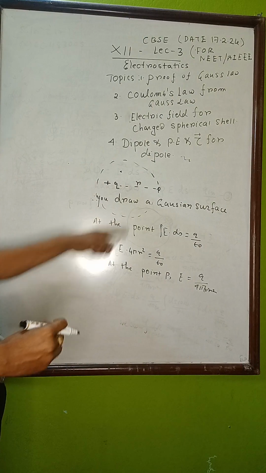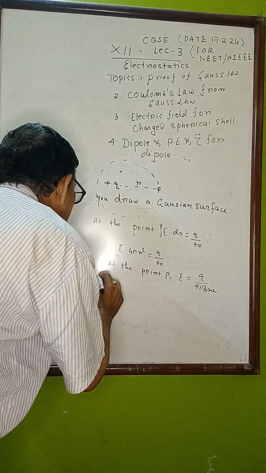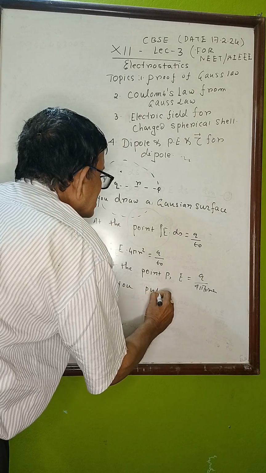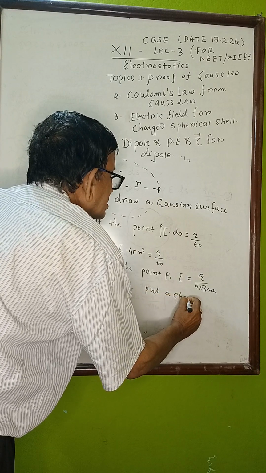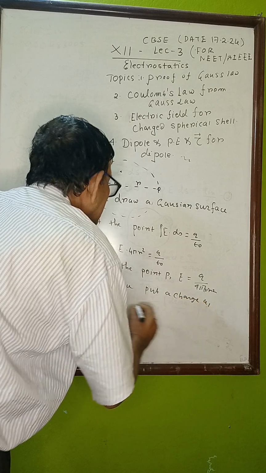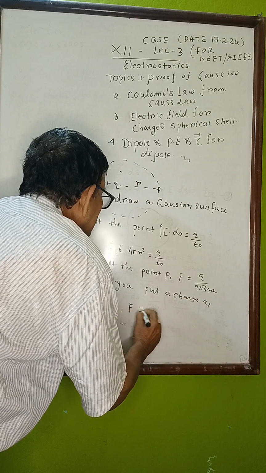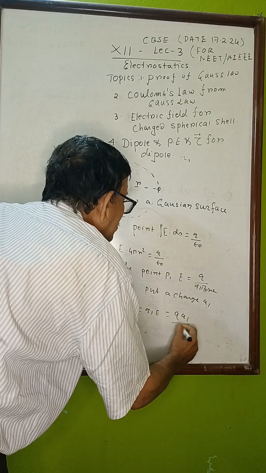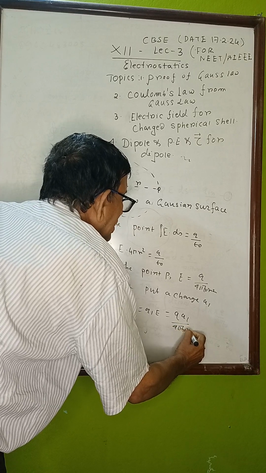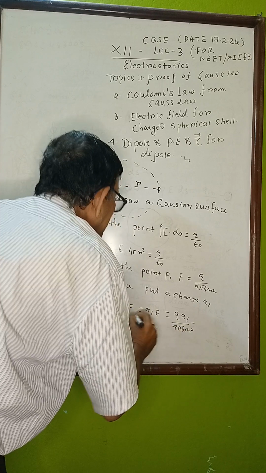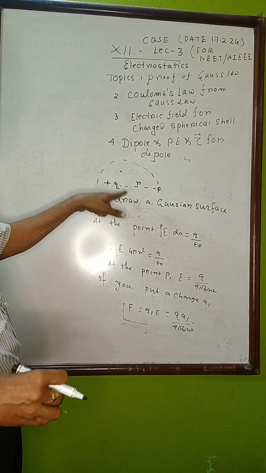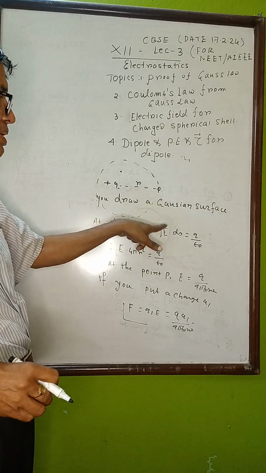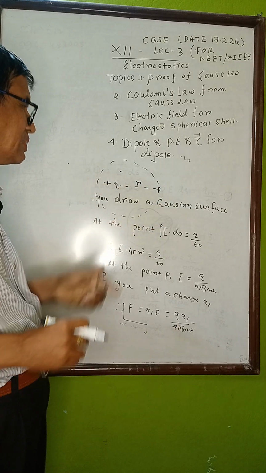Again I am telling you, E is already derived. If you put a charge q1, then force equals q1 into E, that is equal to q into q1 by 4 pi epsilon naught r square. This is Coulomb's law. Already you know Coulomb's law. So first, there is a charge q at a distance, calculate the electric field with the help of drawing a Gaussian surface of radius r.